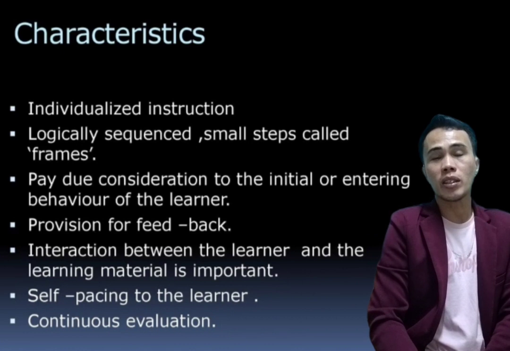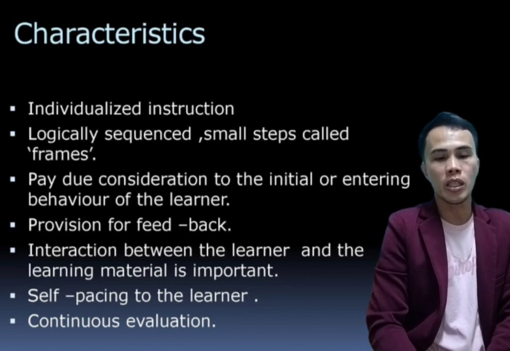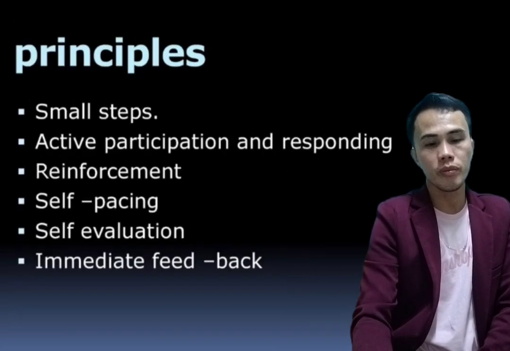So we have the characteristics of program learning. Number one, individualized instruction. Number two, logically sequenced small steps called frames. The program shows consideration to the initial or entering behavior of the learner. The provision for feedback. Interaction between the learner and the learning material is important. Self-pacing for the learner. And the last one is continuous evaluation.